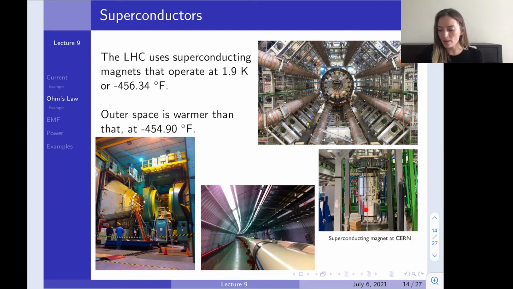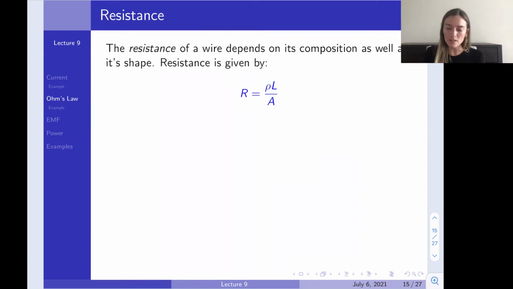So these are two pictures of CERN. This is the actual superconducting magnet at CERN. And these are two of my own pictures that I took at Brookhaven National Lab, which is on Long Island. This is smaller than CERN. It's only about 3 kilometers long, but it's still pretty big, obviously. So anyway, that's one use for superconductors. Now let's move on to resistance.